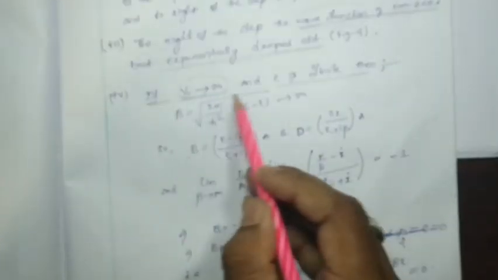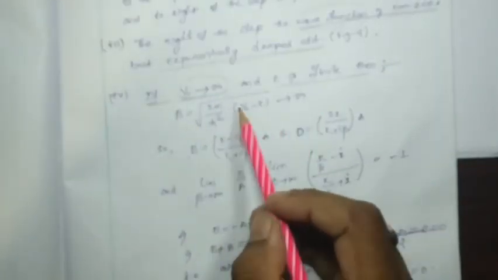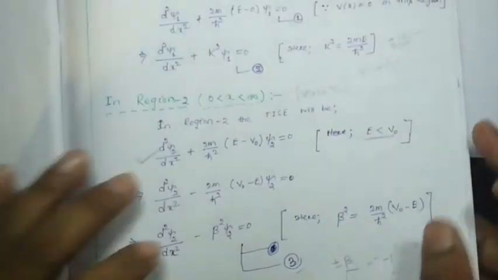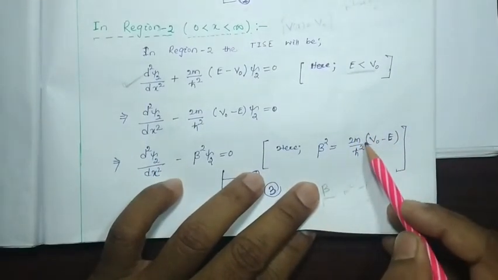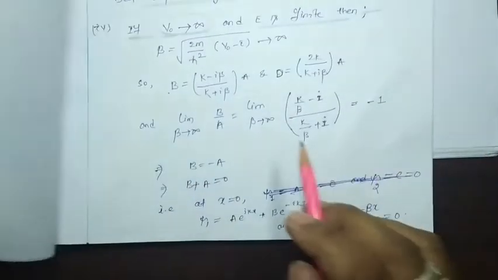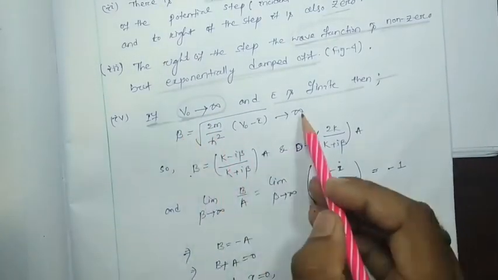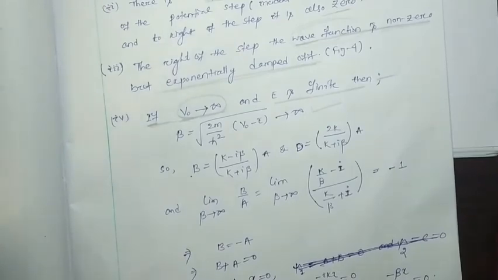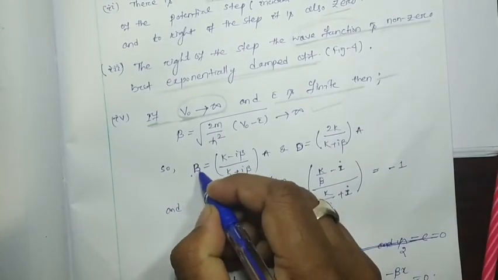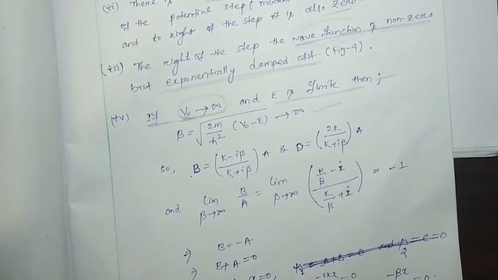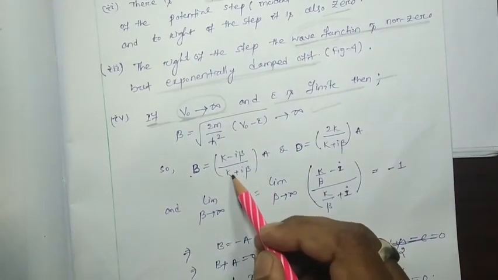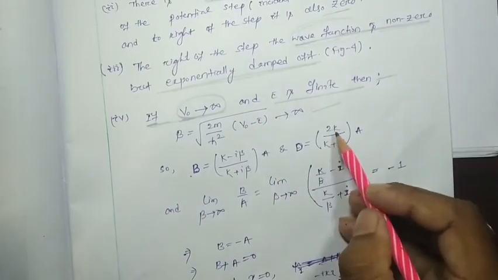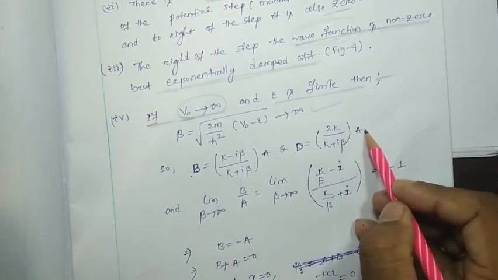Then beta will be infinite, because we know that beta squared is this much, and beta will be the root of this. So if V0 is infinite, beta will be infinite obviously. And B, this is the coefficient, will be (K minus i beta) by (K plus i beta) into A, and D will be 2K by (K plus i beta) into A.